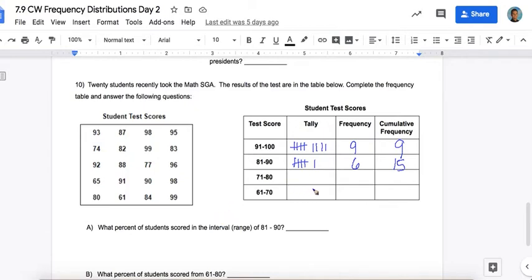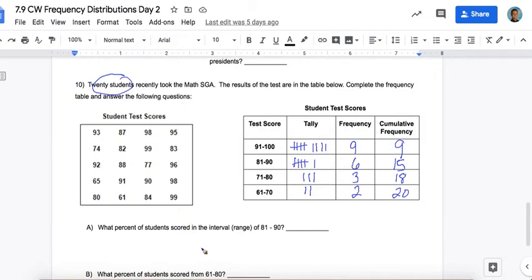71 to 80 would be 3 tallies, giving me a frequency of 3. And 15 plus 3 is 18. And then 61 to 70, I have 2 tallies, giving me a frequency of 2. And that gives me a cumulative frequency of 20. So that means I have 20 student scores, and I can verify that up here.